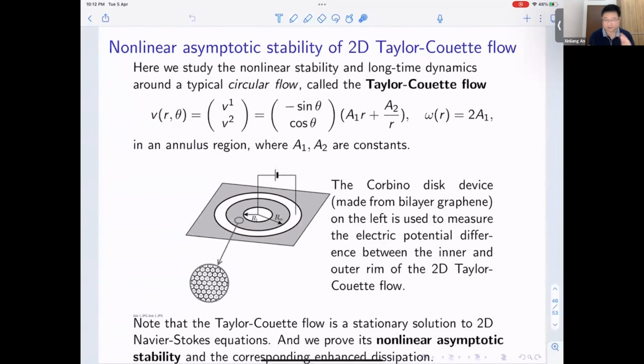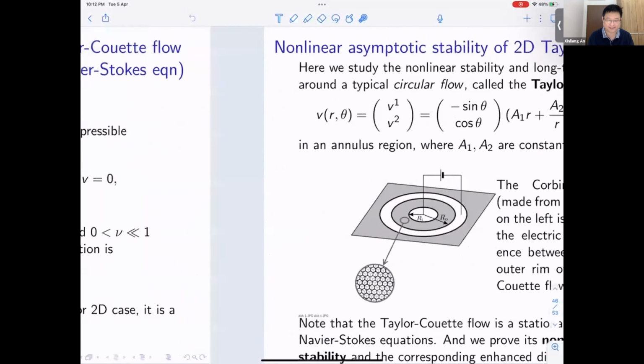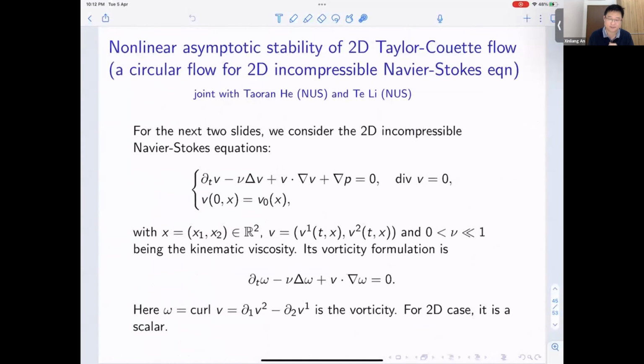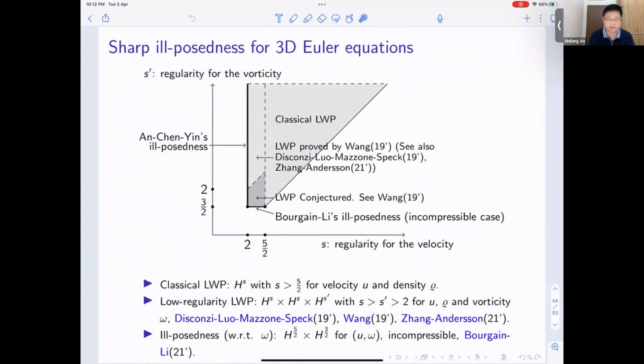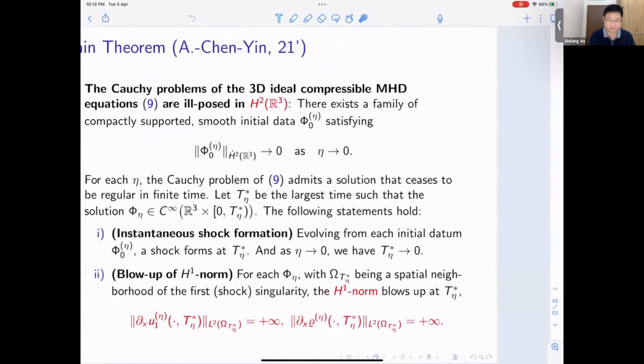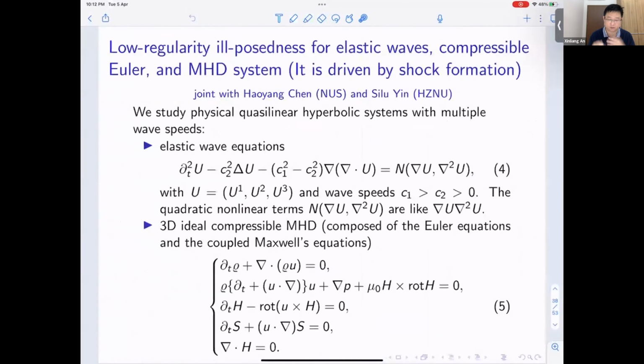I don't have time to talk about this result, but I hope that sometime in the future I can talk more about this direction. This is the incompressible scenario. So I may use roughly 5 to 10 minutes to talk more about the compressible result, which, in terms of techniques, is more related to the earlier part. So this is the result with Chen and Yin.